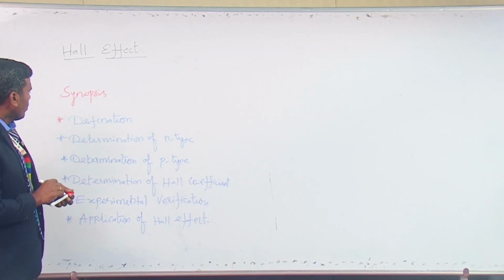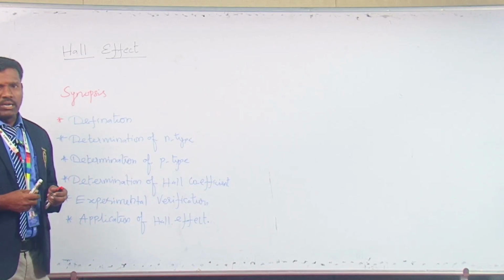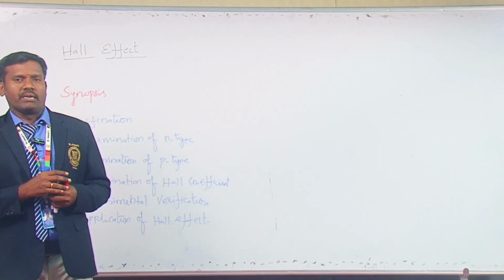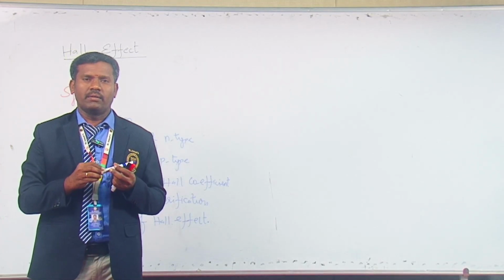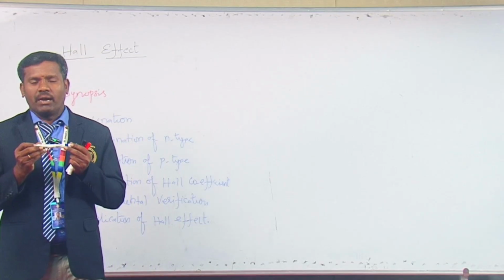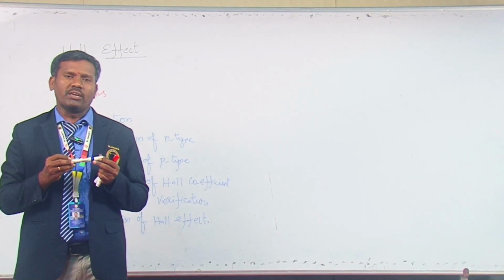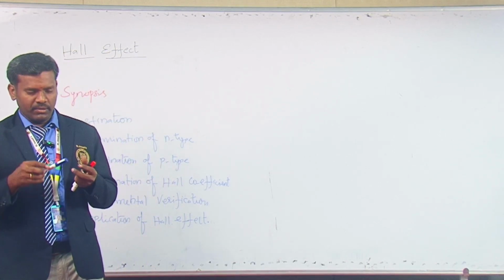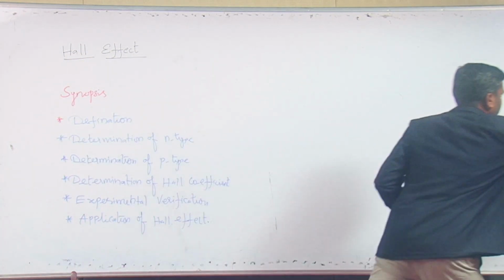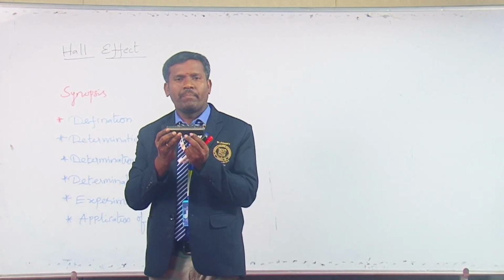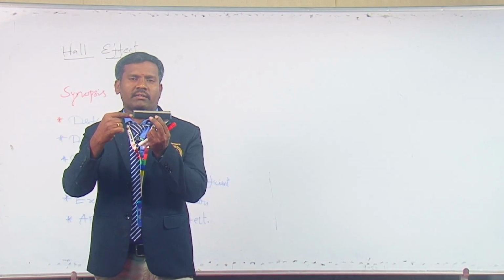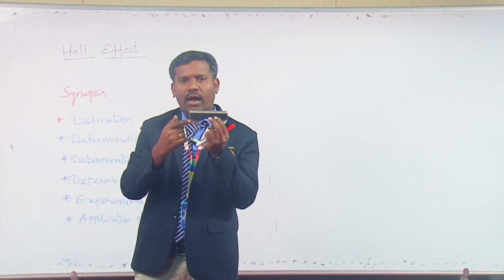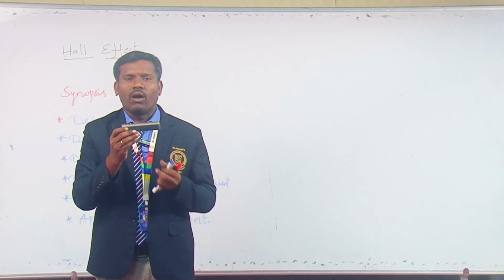Right. First one is the definition. What is the Hall effect? Hall effect is when a semiconducting material carries current in the x direction, perpendicular to the magnetic field, and a potential difference appears perpendicular to both current and magnetic field, which is called the Hall effect.